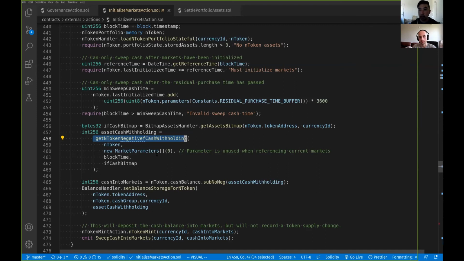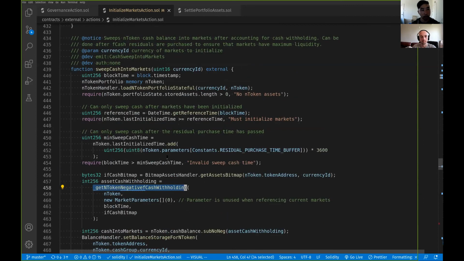What this is useful for is that after the residuals have been purchased, if the Fcash residuals are positive, there will be a large amount of cash sitting idle in the end token portfolio. And we want to make sure that goes back into providing liquidity, so there's no drag or dead weight. So this can be called any number of times. What it basically does is push that liquidity in and always ensure that the end token still has this amount of cash withholding.